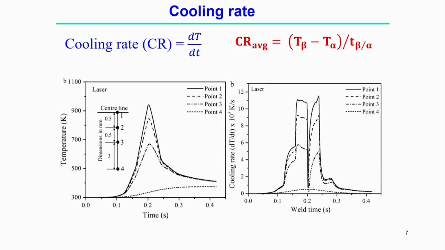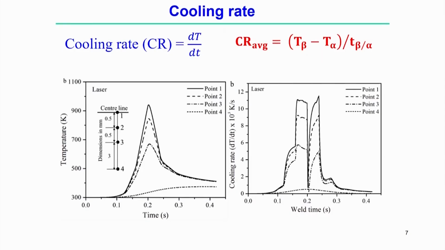Cooling rate means the rate of change of temperature, that means change of temperature with respect to time. That is the very simplified way to represent the cooling rate, but in the welding process, how can we estimate the cooling rate? Let us look at these two figures. The first figure represents the time versus temperature diagram at different locations in a weld joint.